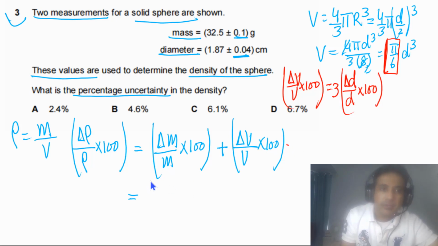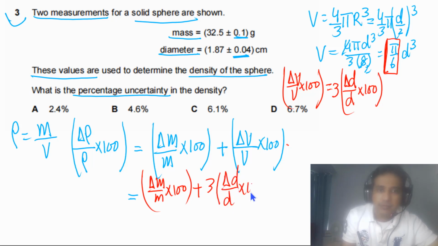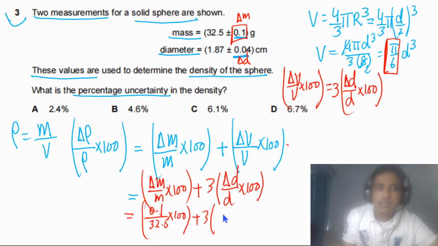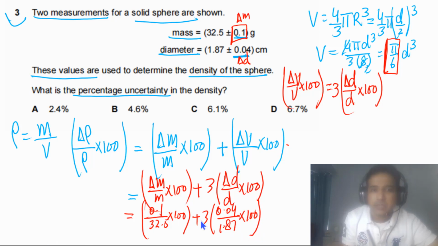We can rewrite here: this is Δm by m multiplied by 100, plus 3 times Δd by d multiplied by 100. Now we simply need to plug in values. We have absolute uncertainty, this is representing Δm and this is representing Δd. So we have 0.1 divided by 32.5 multiplied by 100, plus 0.04 divided by 1.87 multiplied by 100. Now we simply need to solve this.